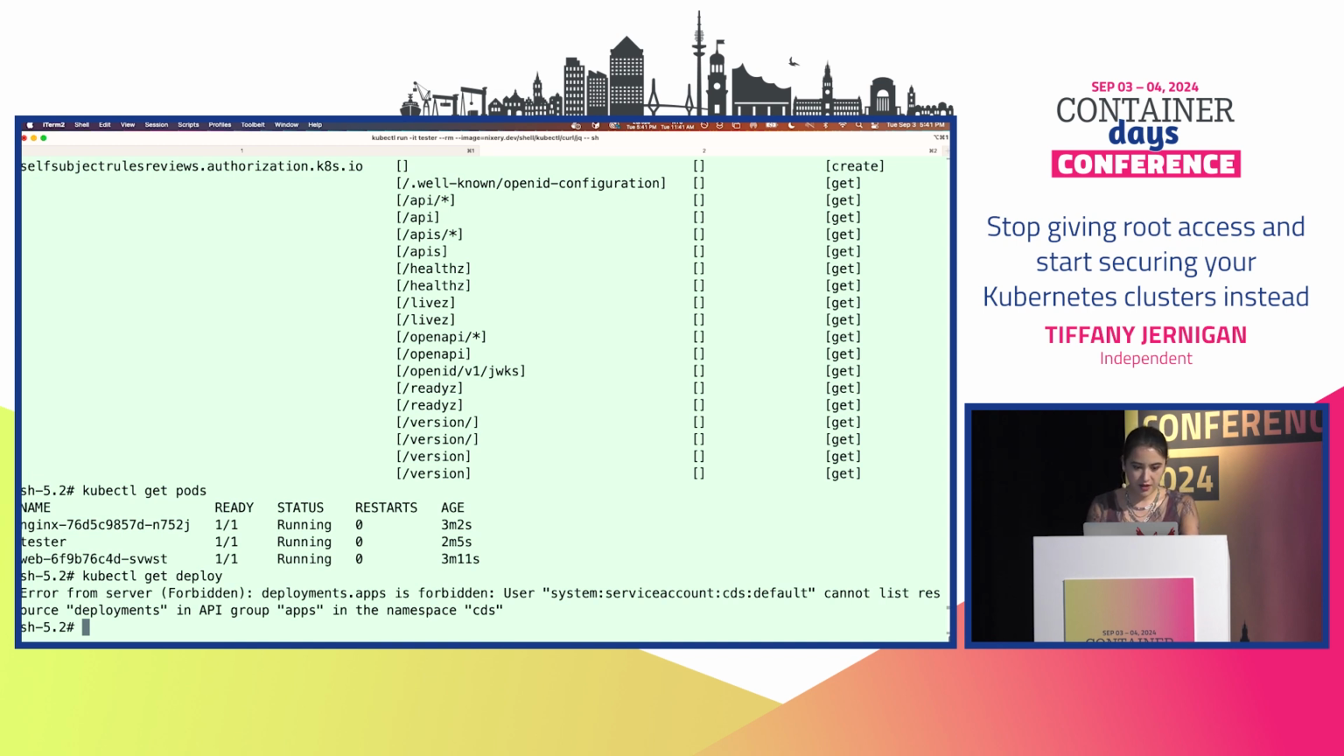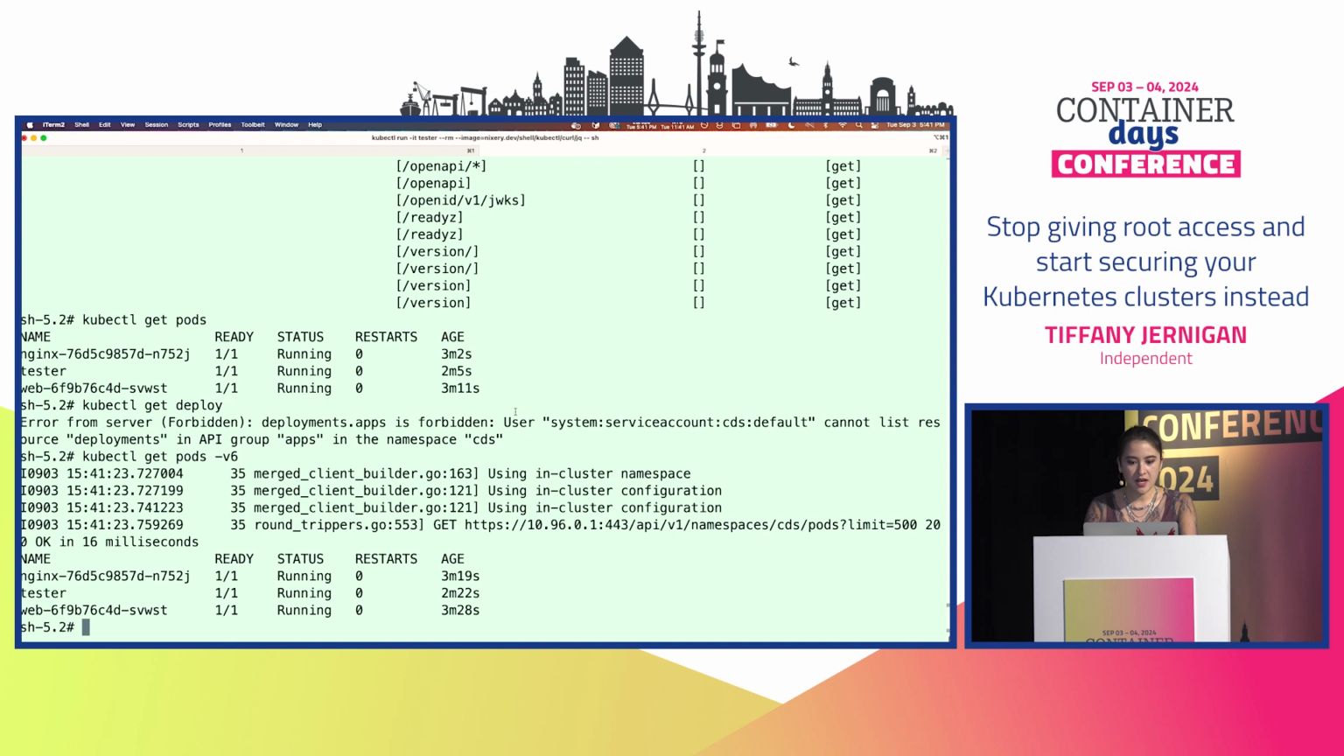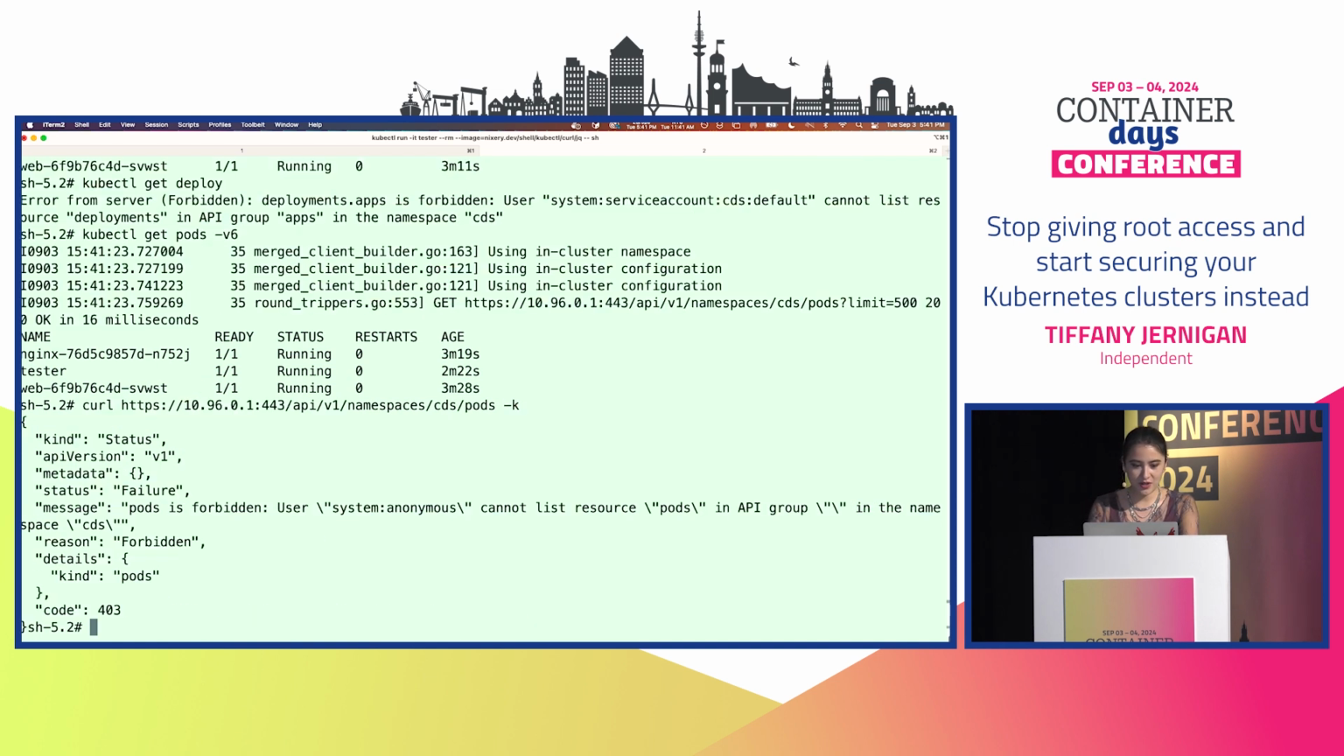All right, so if we do this same thing here, and if I do a -v6, we can see the path where the request is actually happening. So we can see that it's v1, namespaces, CDS, and then pods. If I were to try to just do a curl on this, and I'm going to do -k right now for insecure, which, I mean, you shouldn't actually be doing that, but that's just what I'm doing for now. If I try doing a curl on that, we can see that it says it's forbidden.